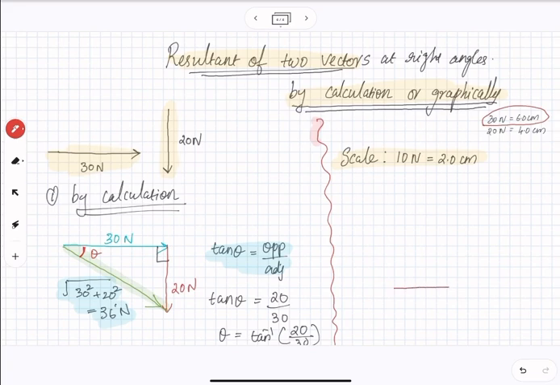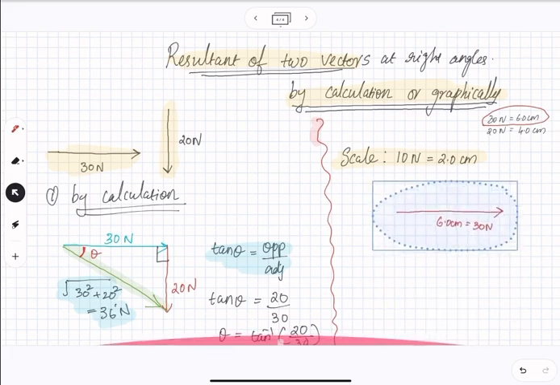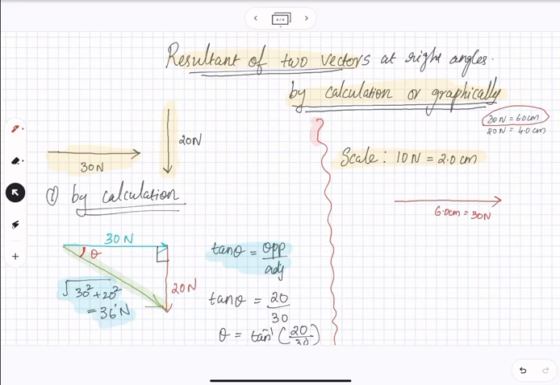So 30 Newton, that means draw a 6 centimeter line which represents 30 Newton, and that should be exactly towards the right. Then you can draw the other vector, that is 20 Newton. For 20 Newton, we should draw a 4 centimeter line which should be downwards, and it should be exactly at 90 degrees. So take a protractor and make sure the angle is 90 degrees, vertically downwards. Draw a 4 centimeter line that represents 20 Newton.